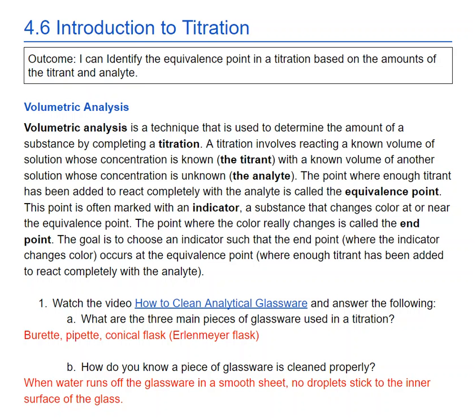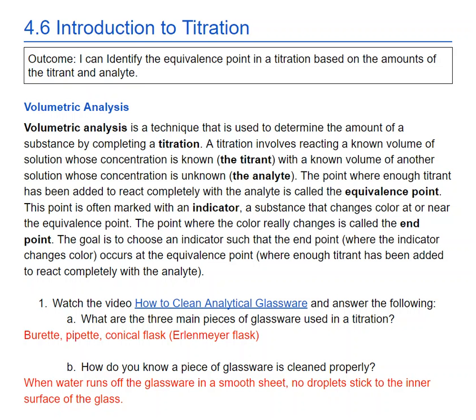by completing a titration. So this involves reacting a known volume of a solution whose concentration is known, we call that the titrant, with a known volume of another solution whose concentration is unknown, that's the analyte. The point where enough titrant has been added to completely react with the analyte is called the equivalence point.